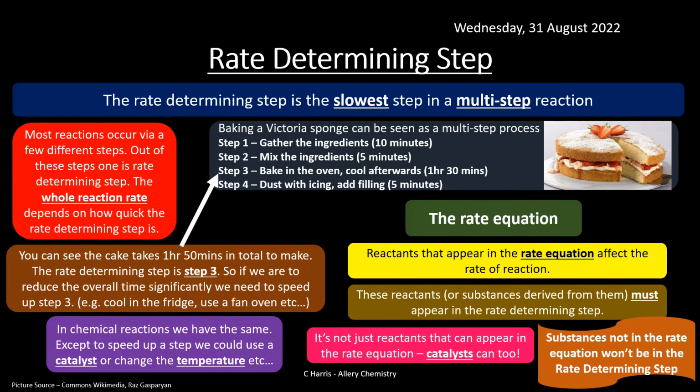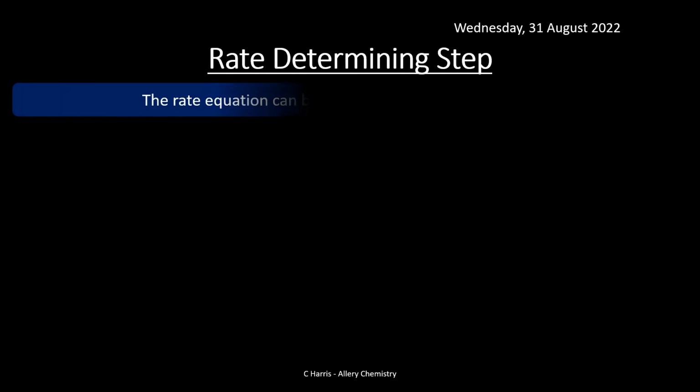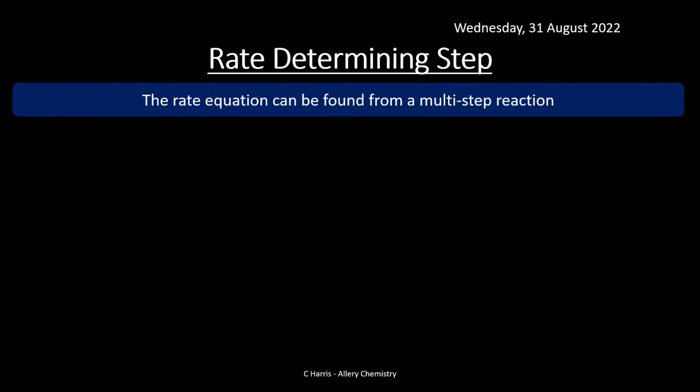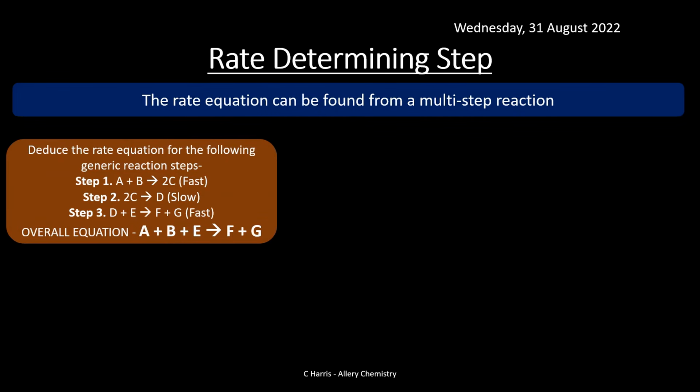Just be aware as well, it's not just reactants that can appear in the rate equation. Catalysts can appear in there as well. So you might see A plus B forming C plus D, and you might see the letter F in the rate equation and think, well, where does F come from? But if F is in the rate equation and it's not a reactant, then it'll be a catalyst. So just be aware that you might have a phantom chemical in there that's not actually in the equation.